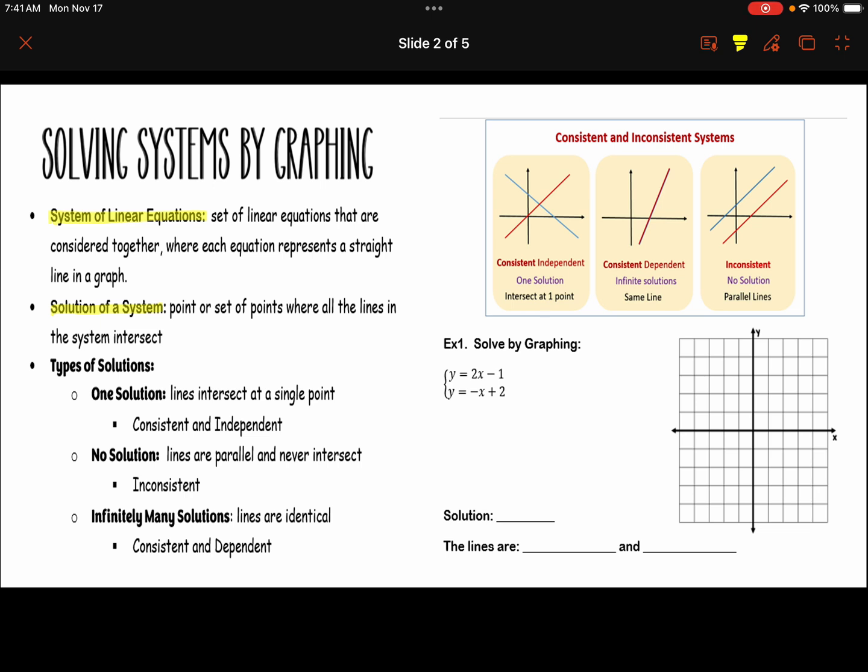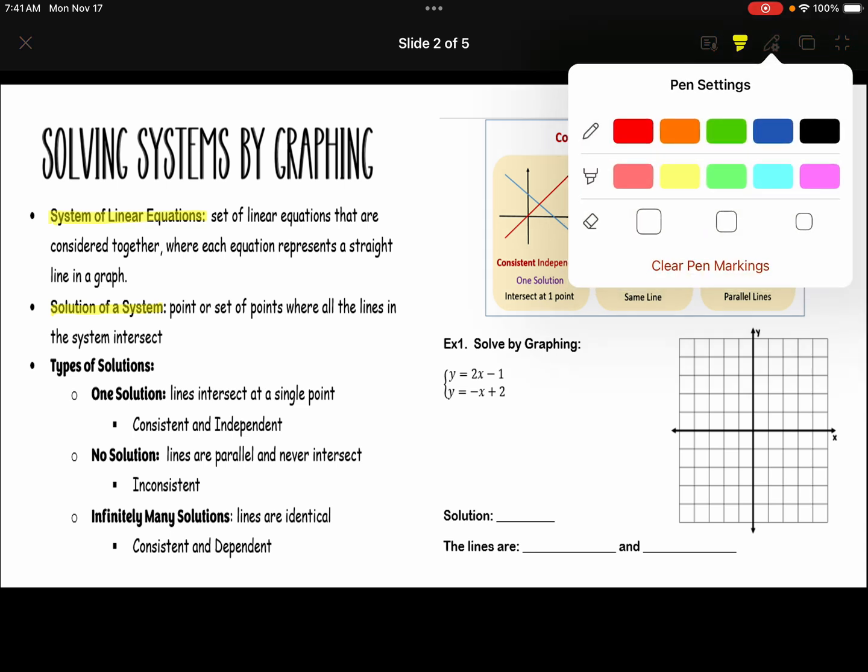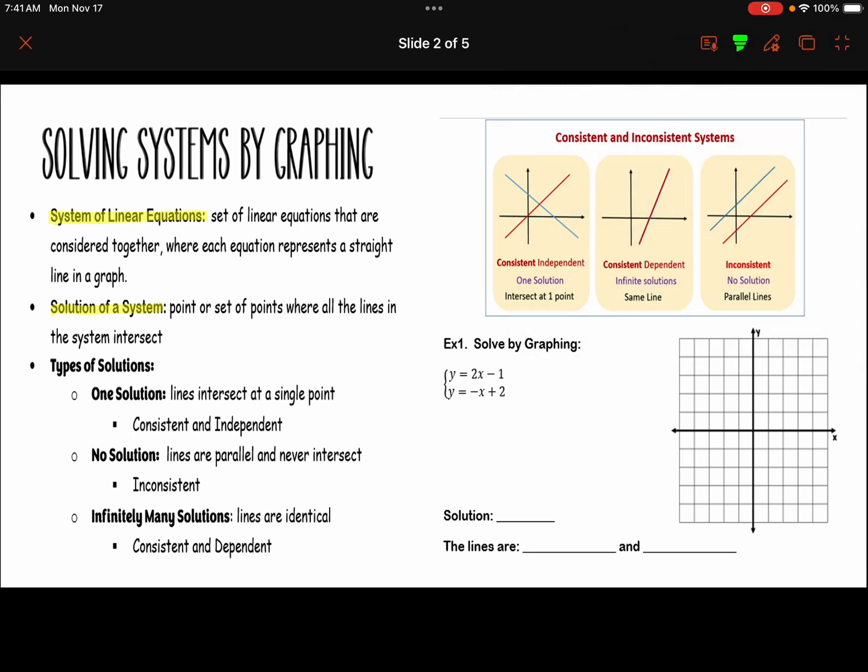And then there are three different types of systems that we can get. So we can get one solution. This is where the lines intersect at a single point, and that is called consistent because it does intersect like it's supposed to, and independent because they intersect and then they just go their own way. So consistent, independent, and that's going to look like this one right here.